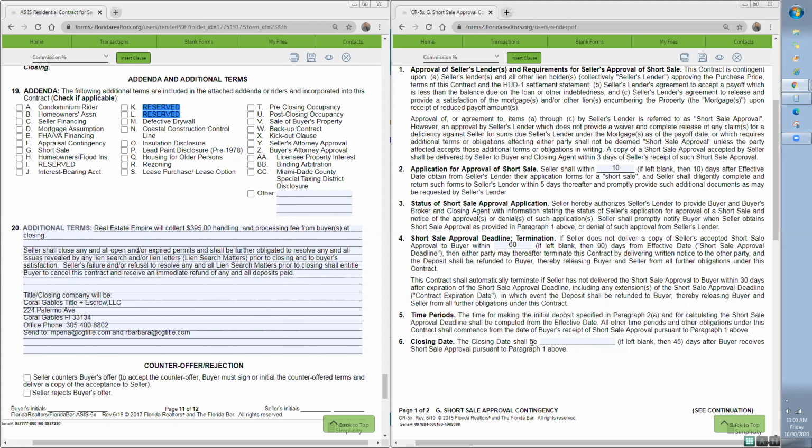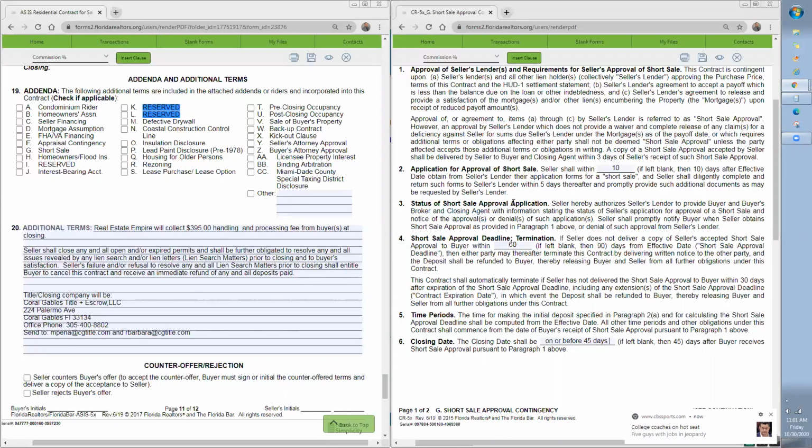And it says that the closing date for us on this property will be on or before 45 days after the buyer receives the short sale approval from the bank. So a short sale could take anywhere from 3 to 4 months to close, because it needs to go through the bank. The bank needs to approve. The bank has the ability to counteroffer. The counteroffer needs to be accepted. Then the document is sent back to the bank. So all that process needs to happen with the bank first before we can close on the property.